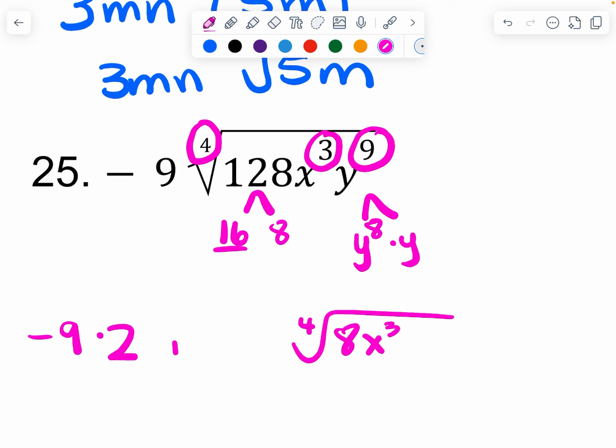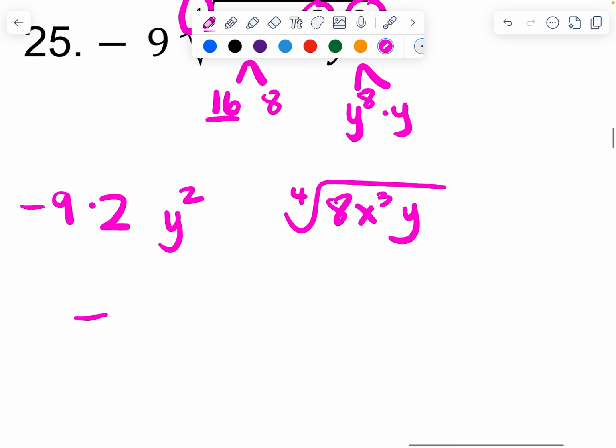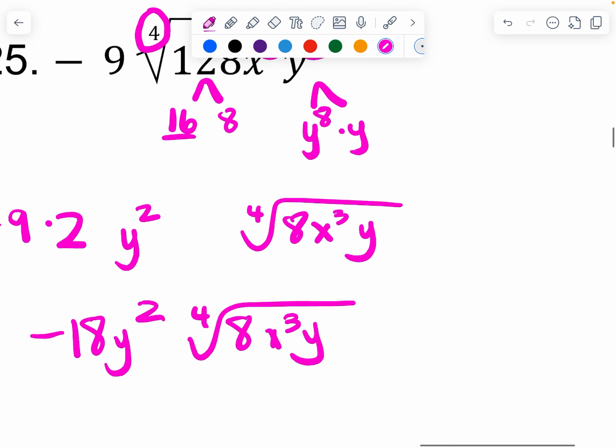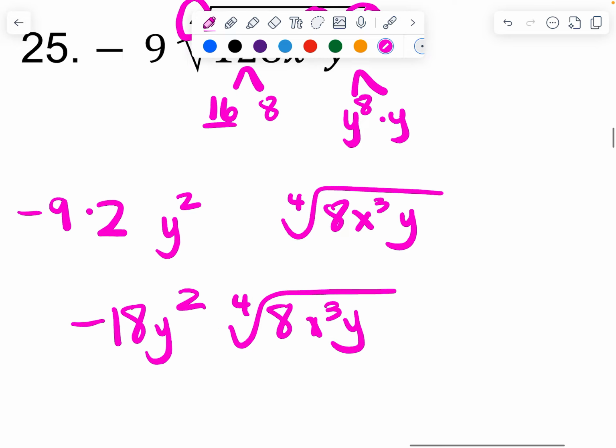Divide 8 by 4 and you get 2. And I have a y underneath. So negative 18y squared and the 4th root of 8x to the 3rd y. Okay.